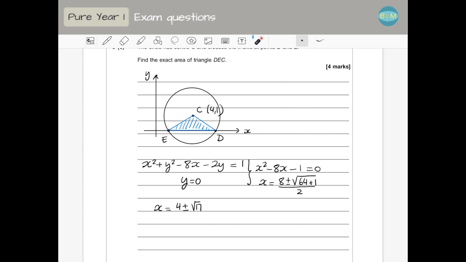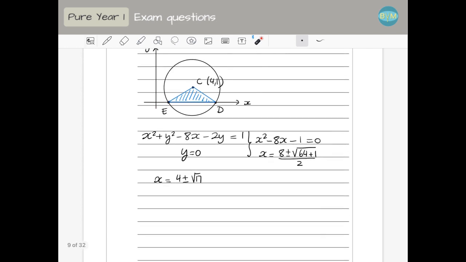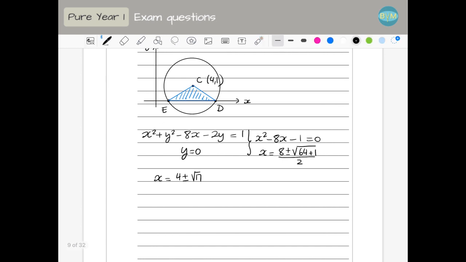Which means this distance is the larger coordinate minus the smaller one. If these were easier numbers, imagine this is 5 and this is 3, this distance will be 2, so 5 minus 3, but we have slightly more difficult numbers. So the distance ED is going to be 4 plus root 17, which is the x-coordinate of D, minus 4 minus root 17, which is 4 minus 4, 0, so the 4s cancel, and then root 17 plus root 17 is 2 root 17.